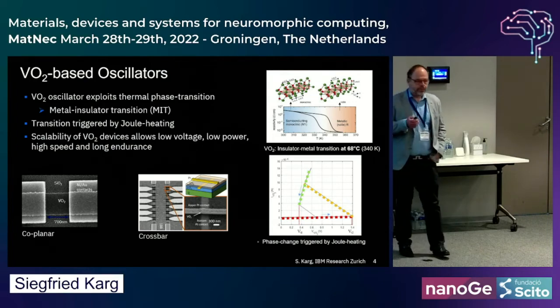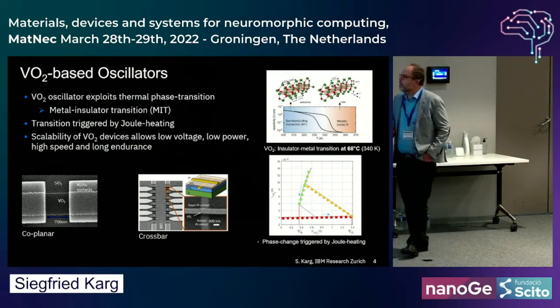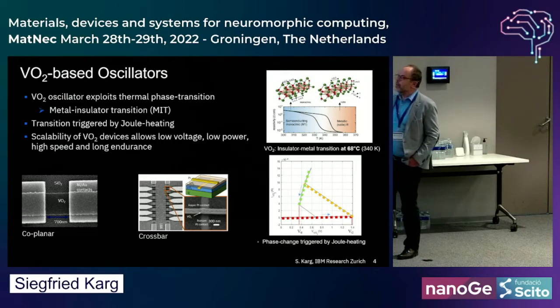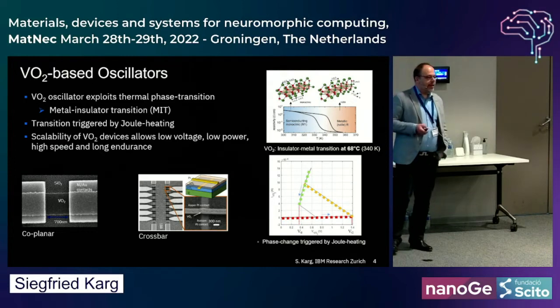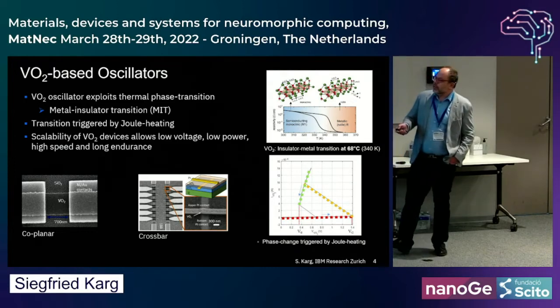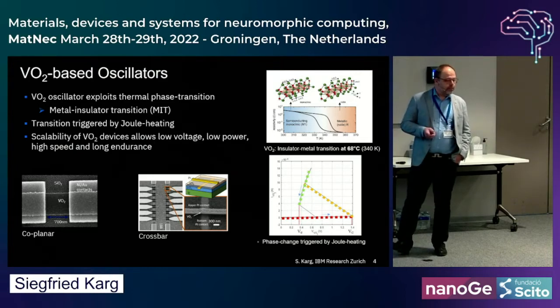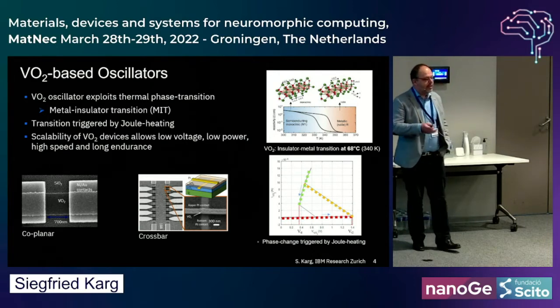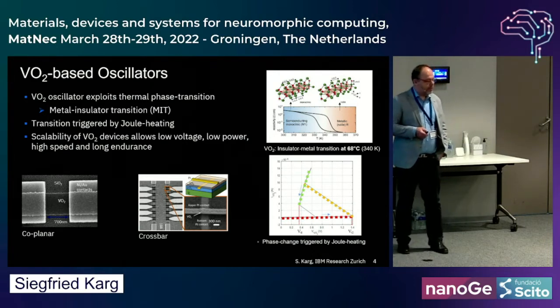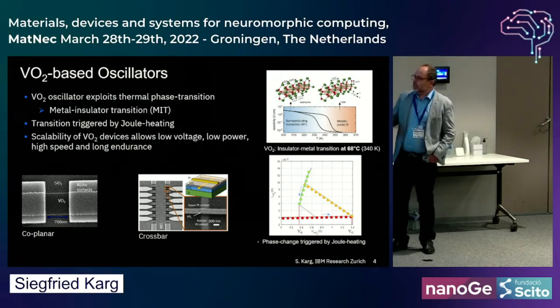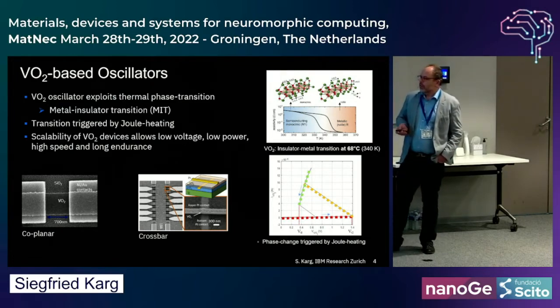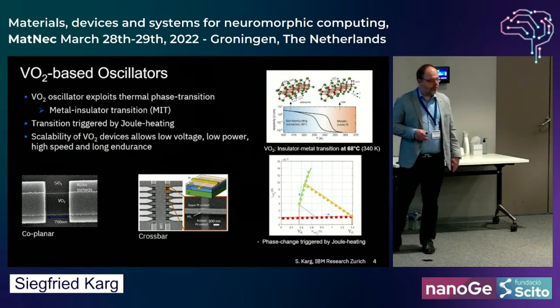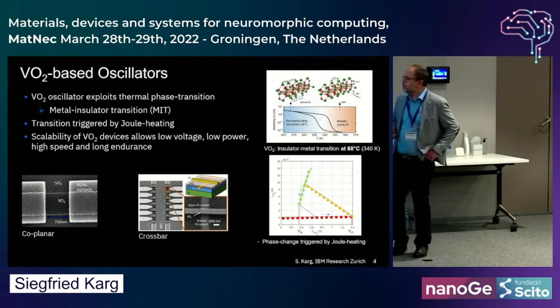As we heard yesterday, it's a first order transition, and we trigger this transition by Joule heat. So it's triggered by heat, and we will build very simple devices. It's just a stripe of vanadium oxide and 2 metal electrodes. Run a current through this, and as soon as it reaches 68 degrees, it will switch from a higher resistance to a low resistance. You can also do this in a crossbar fashion, where we have a bottom electrode and a crossed top electrode, with the vanadium oxide in between.